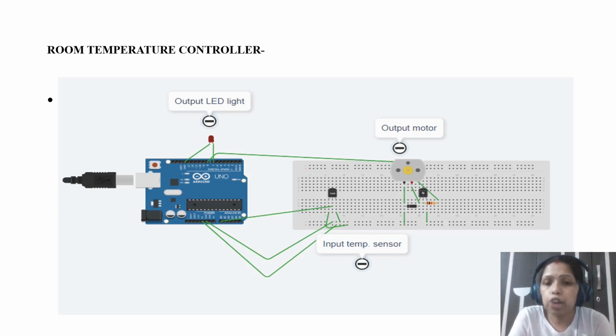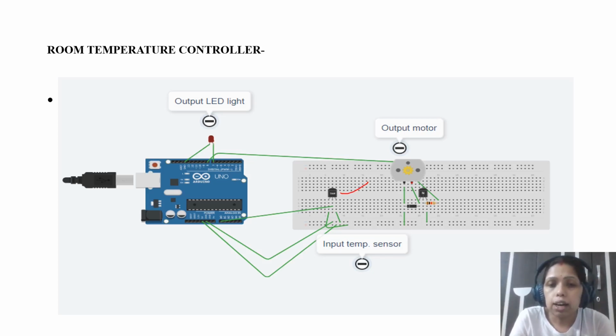Okay, so for that, the output will be the LED light and the motor, and the input is the temperature sensor. You are detecting the temperature of the building by using the temperature sensor. The input signal is a temperature signal, which will be detected by the temperature sensor.